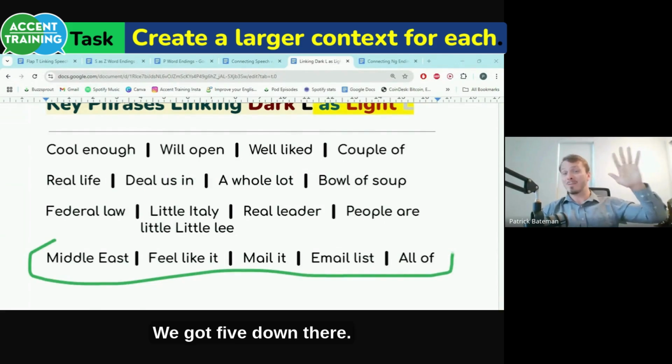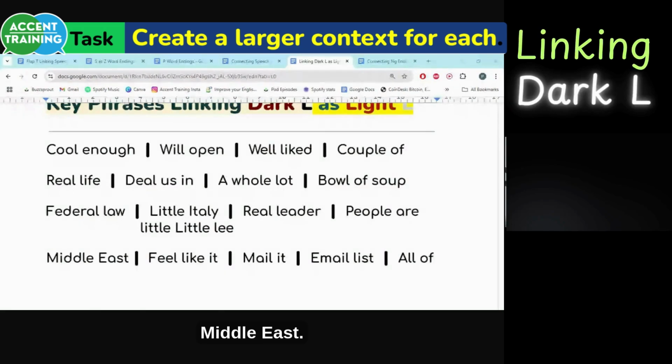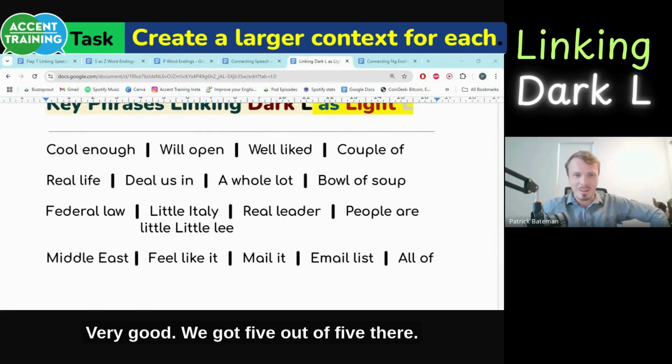Next row. Anyone want to take on that? We got 5 down there. Middle East. Nice. Feel like it. Yep. Mail it. Email list. Allah. Very good. We got 5 out of 5 there.